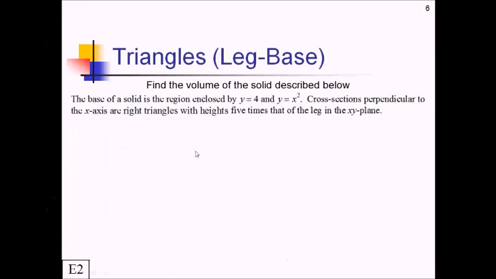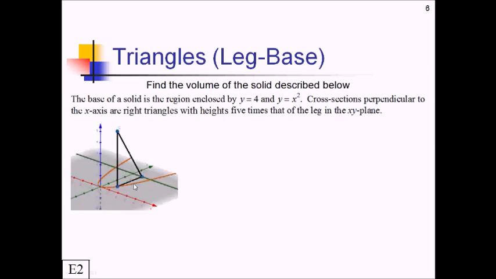For this next problem, the base of a solid is the region enclosed by y = 4 and y = x squared. Cross sections are right triangles with heights 5 times that of the leg in the xy plane. So let me just give you a 3D visual representation so you have a fighting chance on this one. So we have a horizontal line and a parabola enclosing some region, and we've got these right triangles coming out of here. The side in the xy plane is just this base of the triangle here.